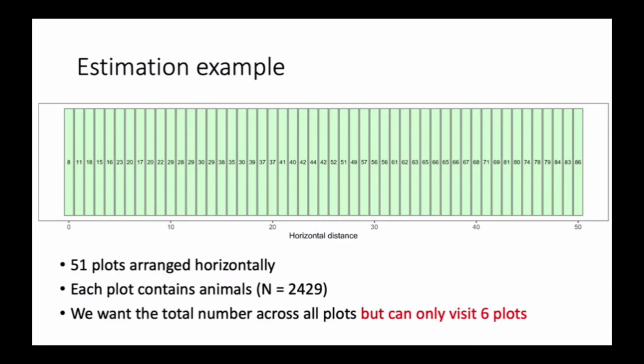In the previous video, I introduced a simple example which we're using to get an idea of how different sampling methods work. Just to recap, there are 51 plots, and each plot has a certain number of animals in it. We don't know how many animals are in each plot, but what we're trying to do is to estimate the total number of animals across all 51 plots. The catch is, we're not going to visit all 51 plots, we can only visit 6 of them.